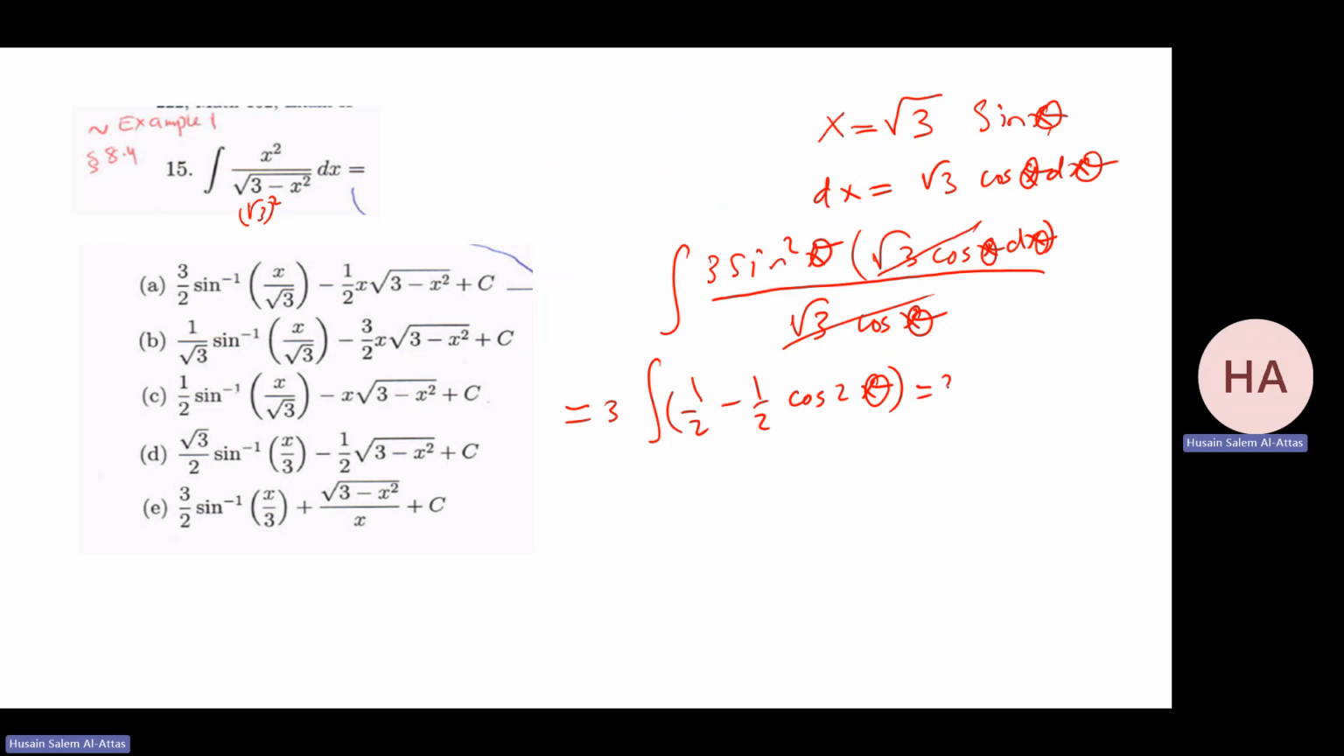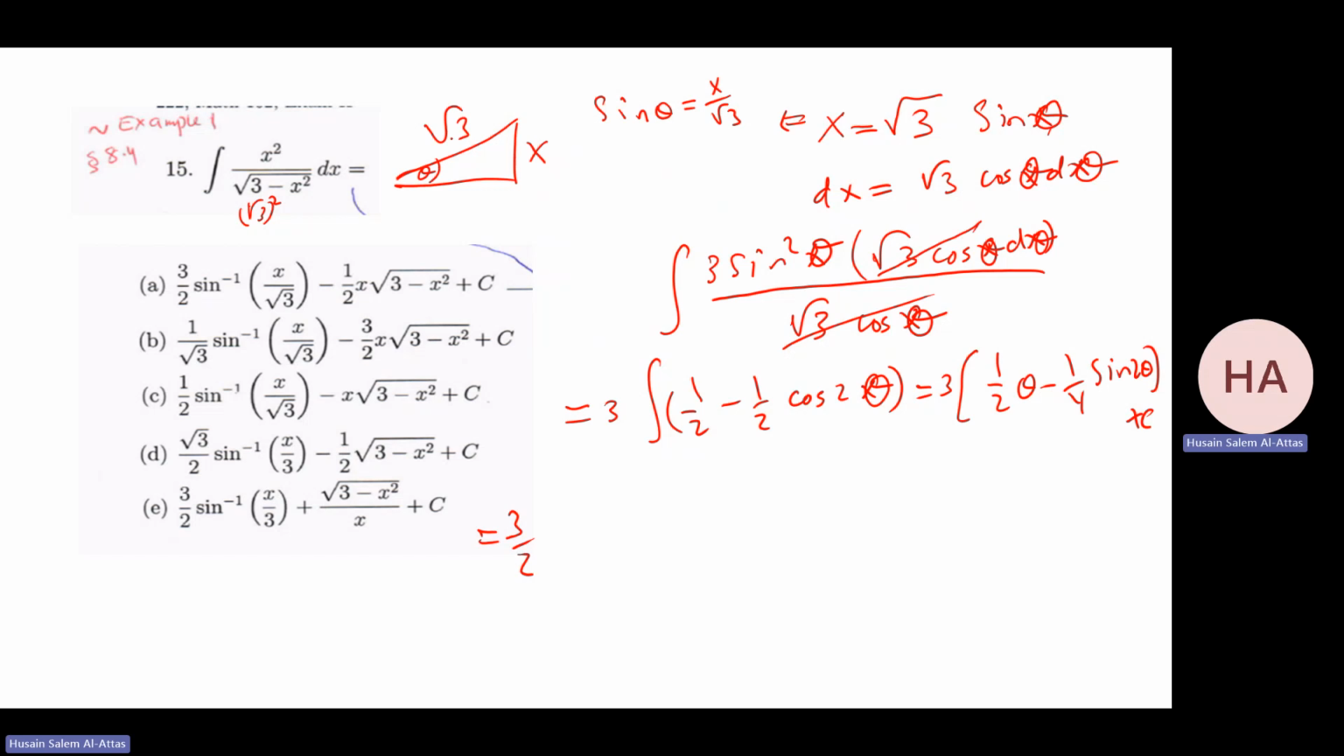So I have 3 half theta minus 1 over 4 sine 2 theta plus c. So this is 3 over 2. What will be theta? You know, sine theta is x over square root of 3, so sine inverse of this. And that gives me the triangle theta. This is x over square root of 3, and that will be the square root of 3 minus x squared. Okay, so I have 3 over 2 sine inverse x over square root of 3.